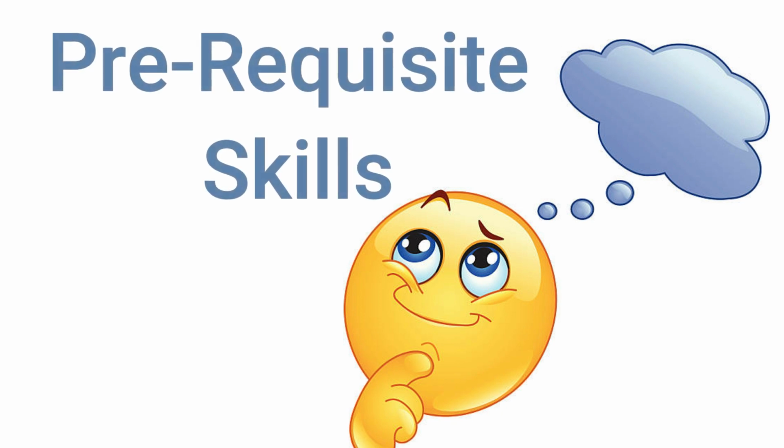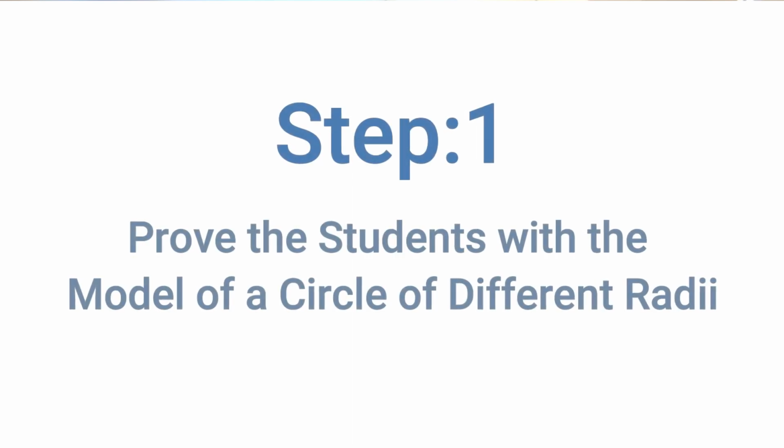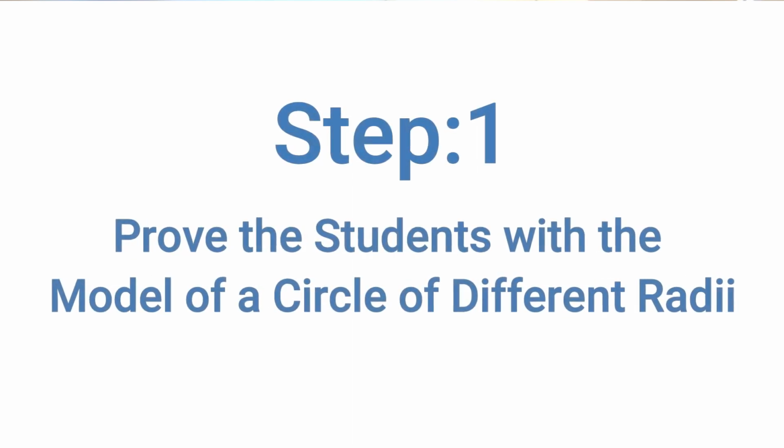Before we get into the activity, you want to ensure that the students have the prerequisites necessary for them to benefit fully from the exploration activity. And the prerequisite skill that we want our students to have here is that they should be able to correctly identify the different parts of a circle, especially the diameter and the circumference. All right, now the teacher can then provide each student with the model of a circle of different radii, right?